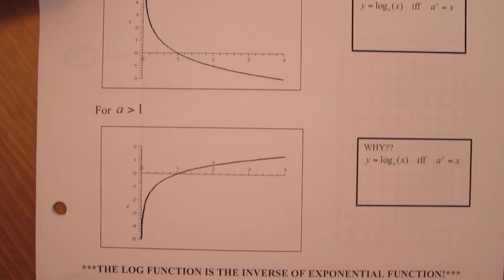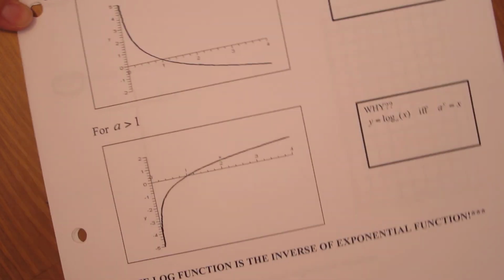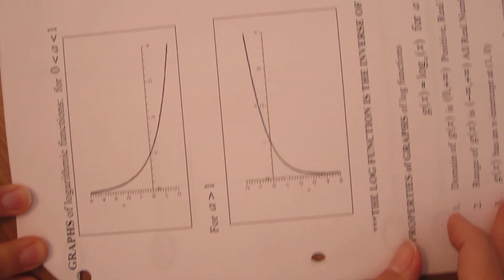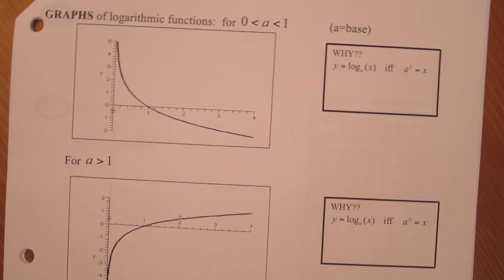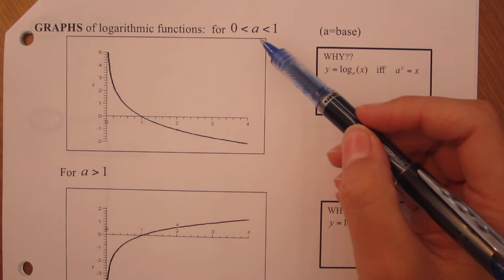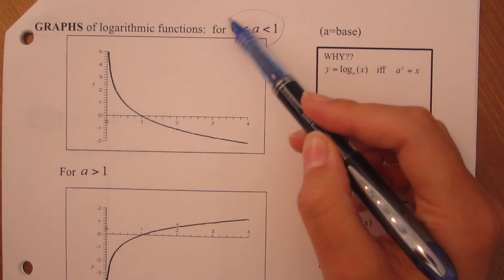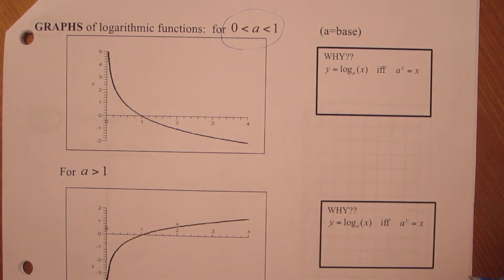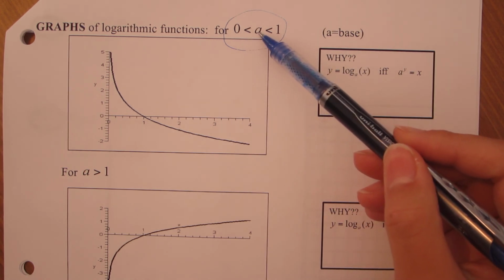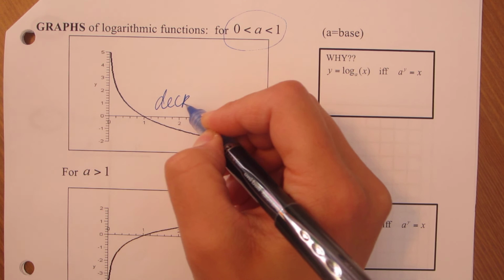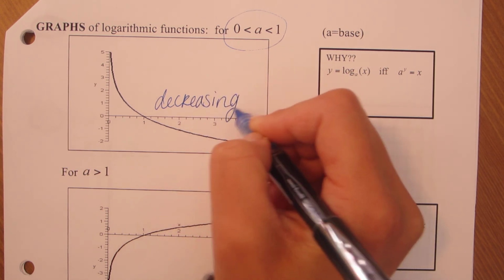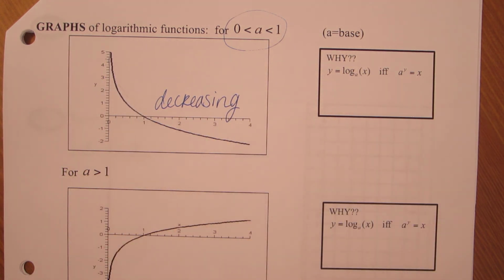Here's some graphs. These are the log functions. If you notice, when I rotate these, those are the exponential functions. It's because log is the inverse of the exponential. So let's look back at this. This is the log graph. In this case, my base of the log function is between 0 and 1. If my base of the log function is between 0 and 1, then the graph will be constantly decreasing, decreasing as I go left to right.